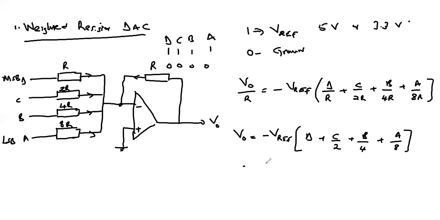And this becomes the analog equivalent of the digital code DCBA, considering that the reference voltage VREF can either be 5 volts or 3 volts, depending on the digital system in question. And this is the operation of the weighted resistor DAC in its conversion of digital signals into analog signals.